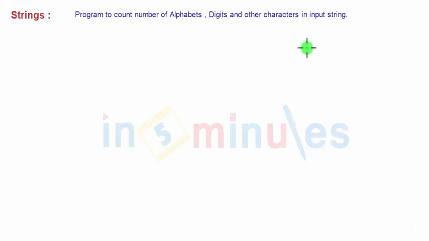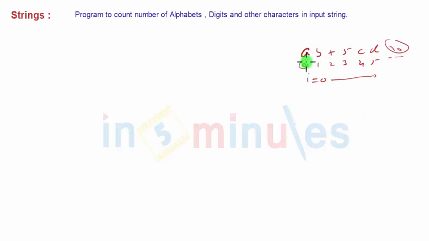See, for example, the input string was A, B, plus, 5, C, D, something like this. When it's stored into the character array, it will be stored at 0, 1, 2, 3, 4, 5 and so on. What we'll do is use one index variable I set to 0 and keep moving forward till it reaches the null character, and every time we have to keep incrementing the alphabet counter, digit counter or other counter.